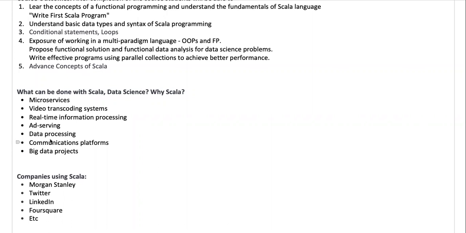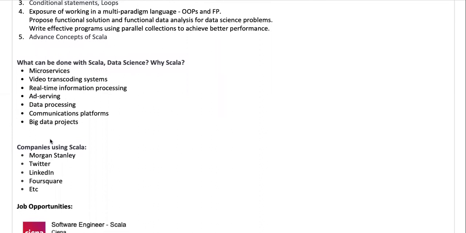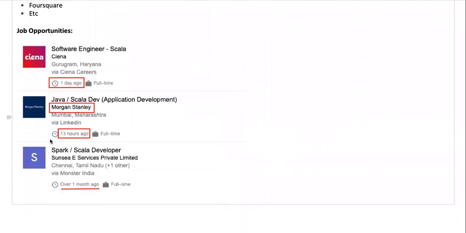That is why it is in demand. There are many companies looking for Scala developers, for example Morgan Stanley, Twitter, LinkedIn, and many others. Some of the jobs I found today related to Scala show the importance of going through this course very seriously. For example, just one day ago there is a software engineering job in Scala. All these jobs are in India, as I focused only on India.